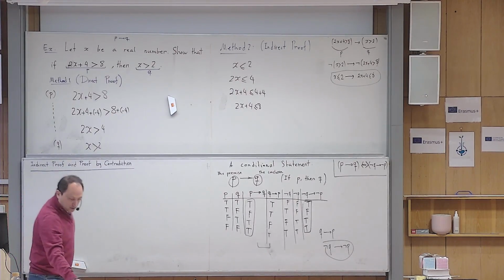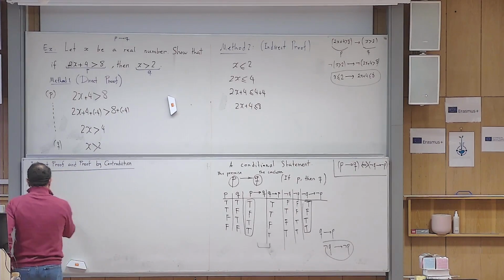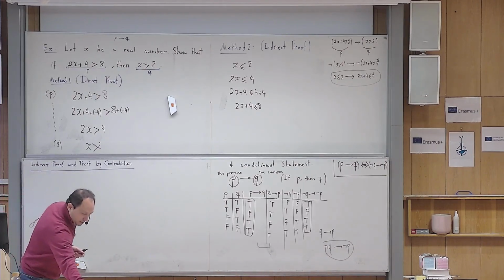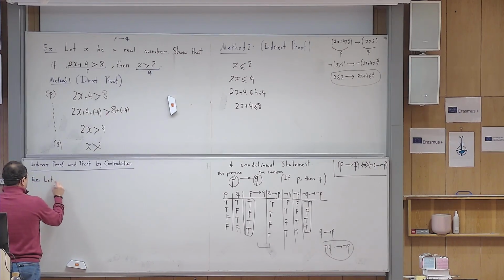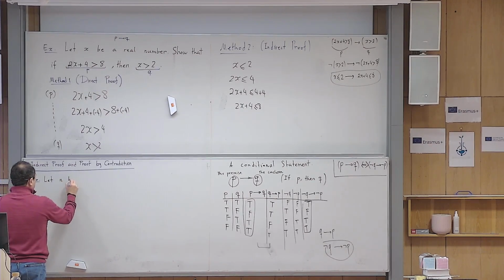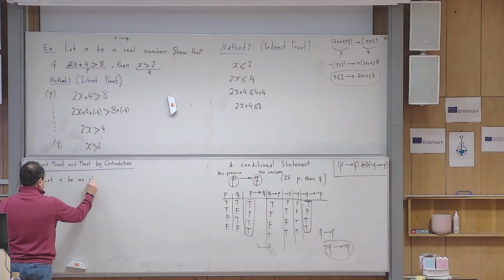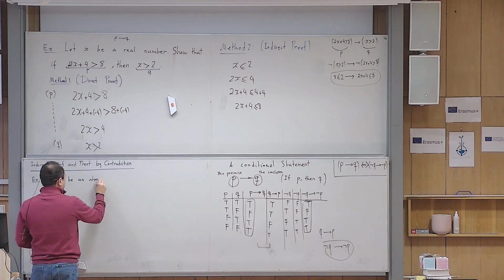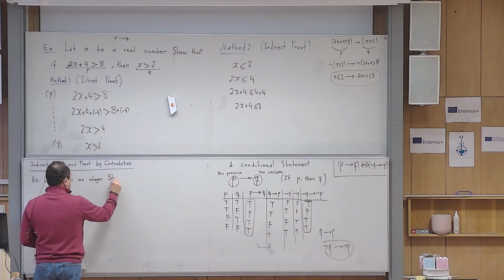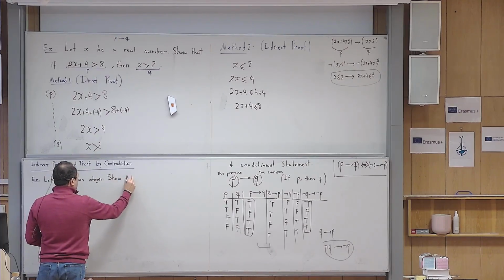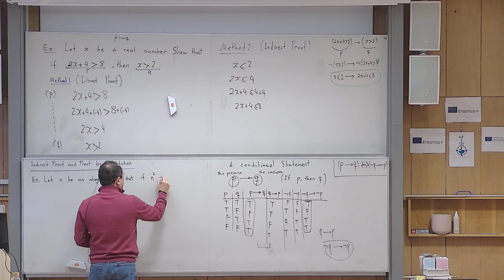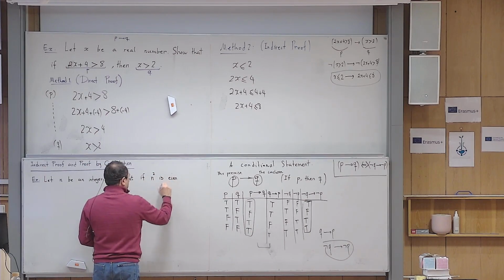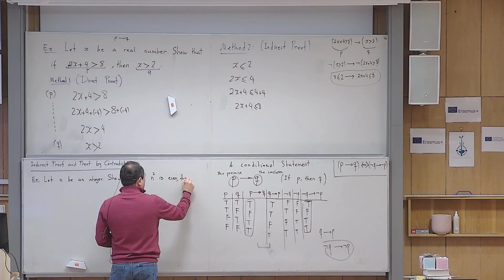Okay, so let me start writing some problems on the board. We start with this one. Example, very simple. Let n be an integer. Show that if n squared is even, then n is even.